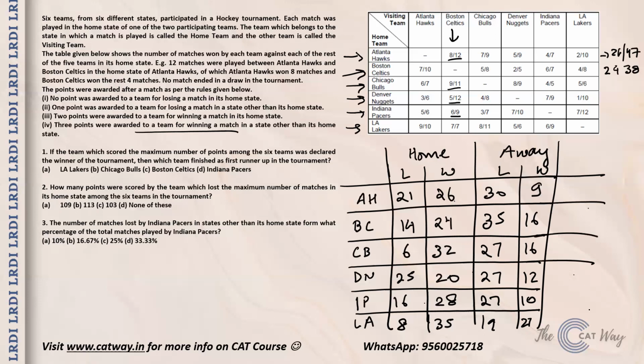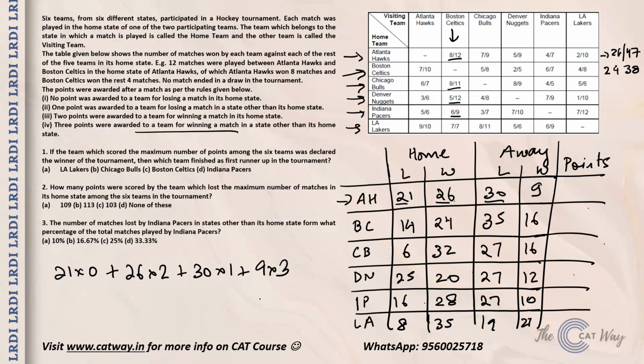Now we can compute the number of points that these teams scored. So Atlanta, they lost 21 matches at home, so they get 0 points for this, so 21 into 0. They won 26 games at home, so they get 2 points for each. They lost 30 games away, so they get 1 point for each, and they won 9 games away, so they get 3 points for each. So this is 27, this is 30, this is 52, this is 0. So the total points by the Atlanta Hawks is going to be equal to 52 plus 30, that is 82, 82 plus 27, 109.